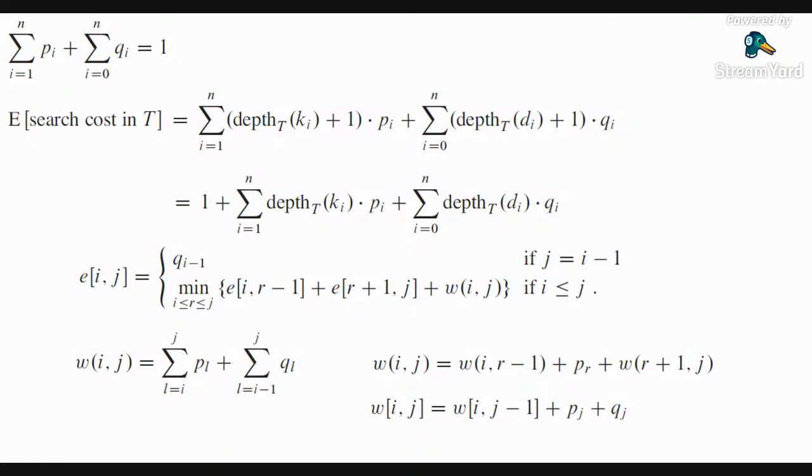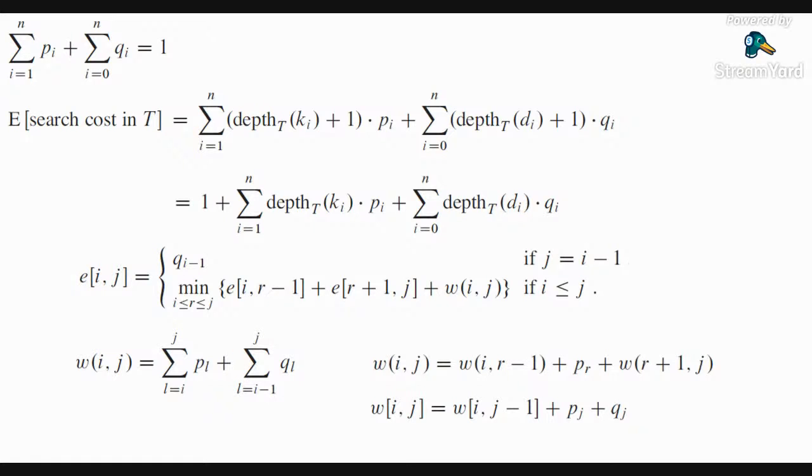So if j is equal to i minus 1, then this expression comes out to be q(i minus 1). Otherwise, we will find some r. So e of i, r minus 1, and the second expression will be r plus 1 to j, plus wij is added here. What is wij? Wij is nothing but the probability of involved keys in successful search and involved unsuccessful search probabilities.